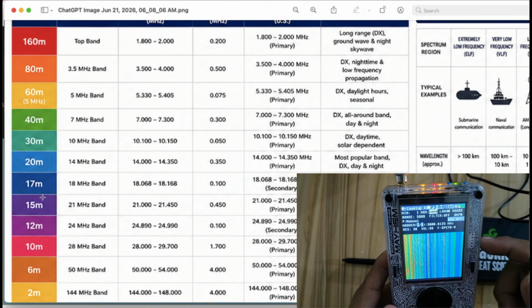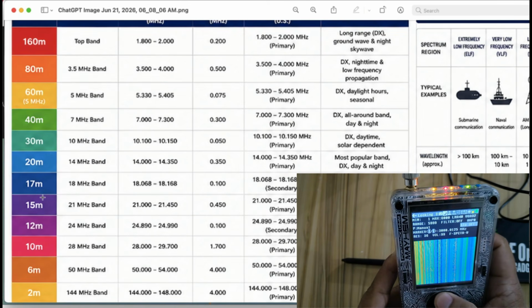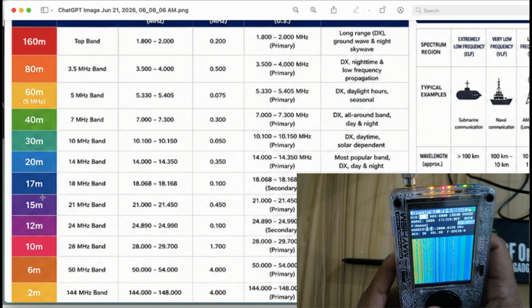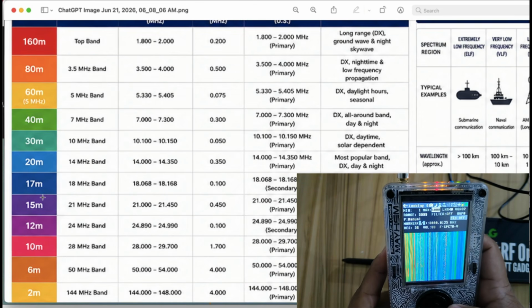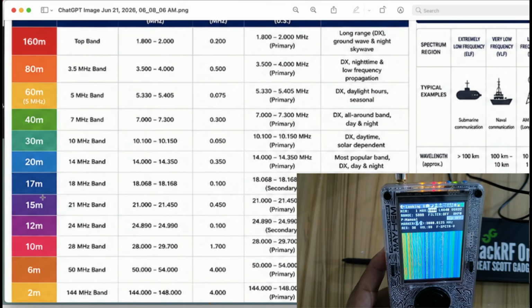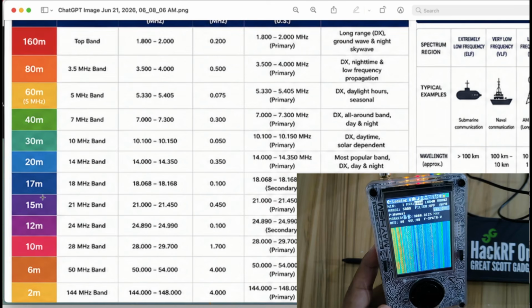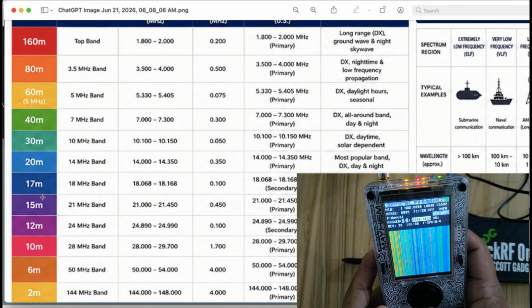I just kept this thing running while I was explaining all of that stuff, so I can choose a minimum frequency of 1 megahertz. I can choose the maximum frequency of 6 gigahertz, which is actually the frequency range of my HackRF Portapack. It goes from 1 megahertz all the way up to 6,000 megahertz or 6 gigahertz. Now this is the entire spectrum.